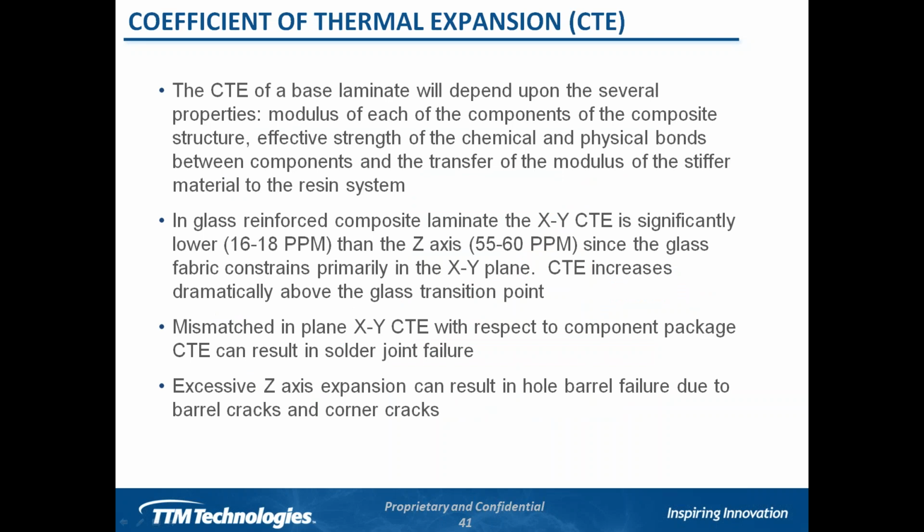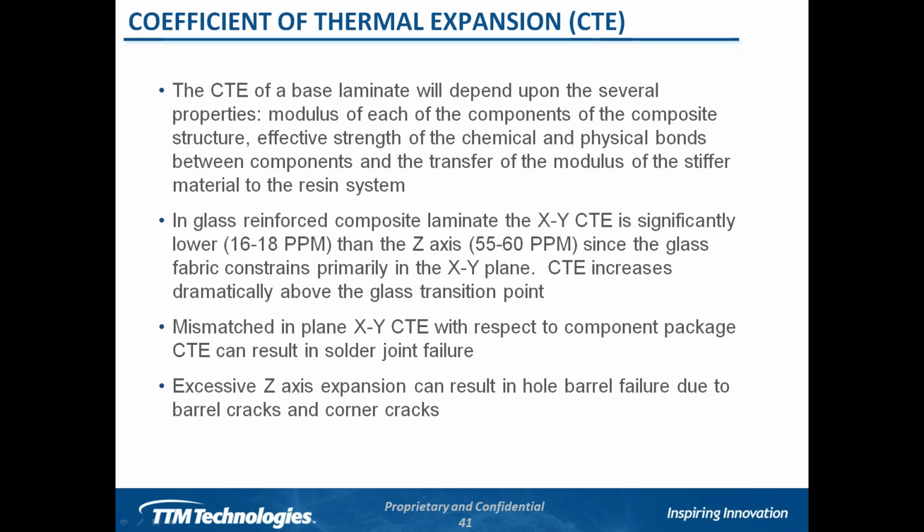Okay. Now, TG affects the expansion. So we define a parameter called CTE, the coefficient of thermal expansion, and it depends on a lot of items. So the modulus of the components, the strength of the chemical and physical bonds, of course, and that's some of the stuff that we work with. But the end result is we now have a material that expands a certain amount for every degree Celsius or Fahrenheit that we increase. And we have different expansion rates for each different dimension. So we have an expansion rate for the X and the Y direction.